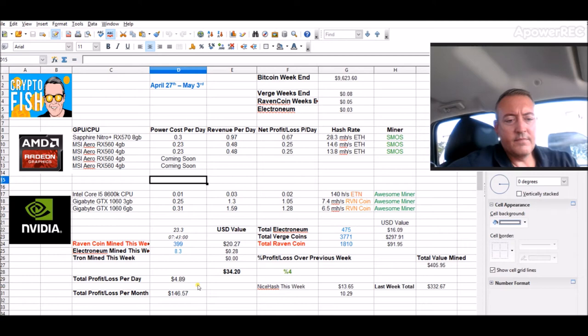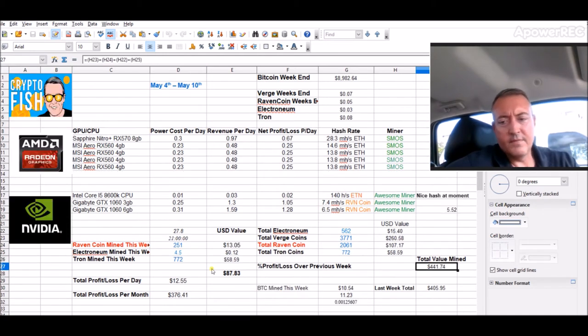Week 11. Getting really close to that $5 a day mark. And as you can see here, I did order two new 560s. So at this point, I was still having 5 GPUs. 11 weeks in, still only had 5 GPUs and at a total value mined of $405.